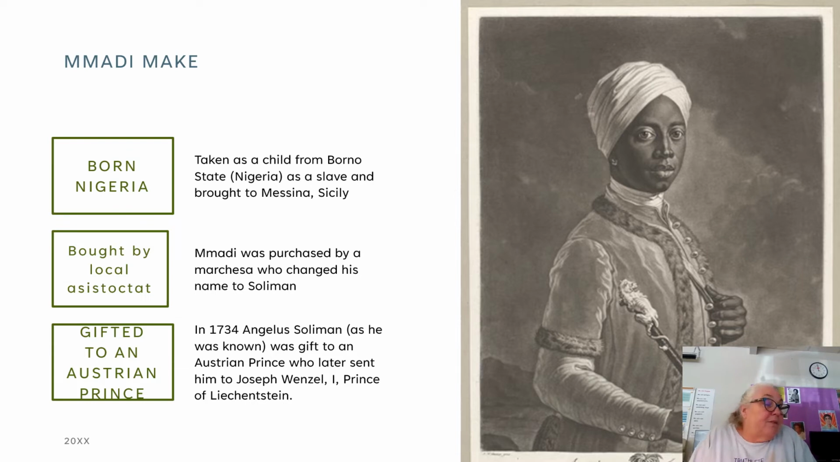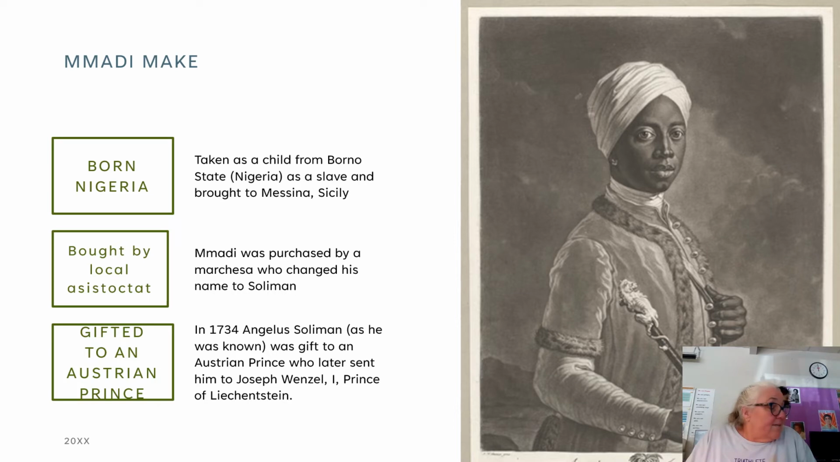Next, we move on to Mamadi Make. He is known in Europe as Angelus Soliman, but I prefer to use his given name. He was born in Nigeria and taken as a slave and brought to the slave market in Messina, which is a city in Sicily. It was there that he was bought by a marchesa. A marchesa is just below a duke and just above an earl. The marchesa had Mamadi educated, and he took to it with gusto.